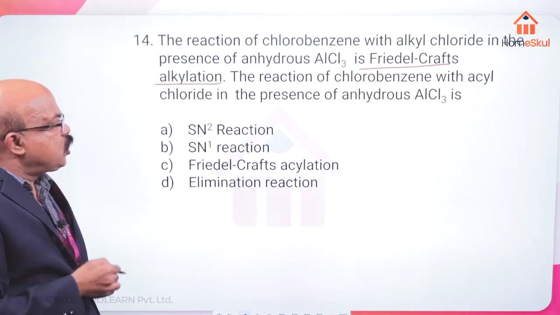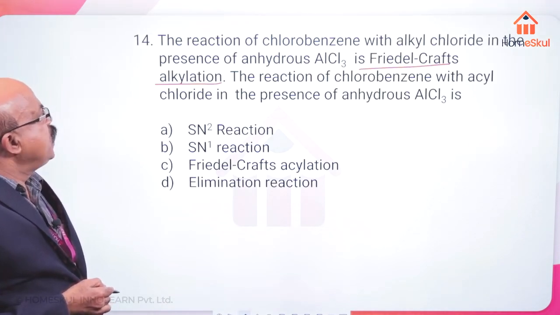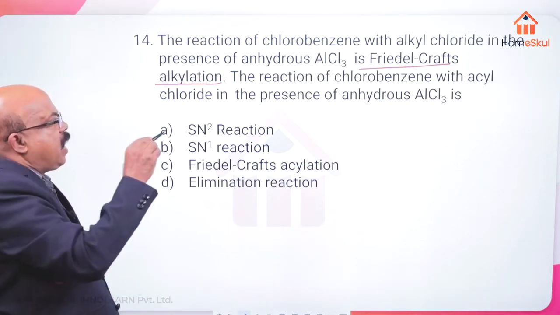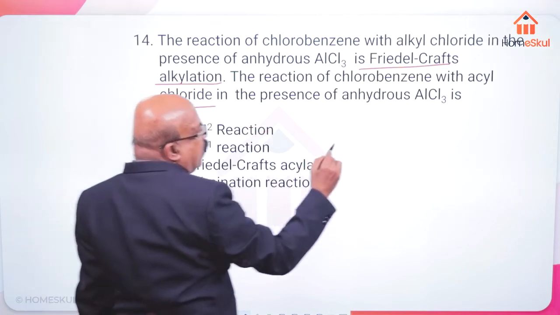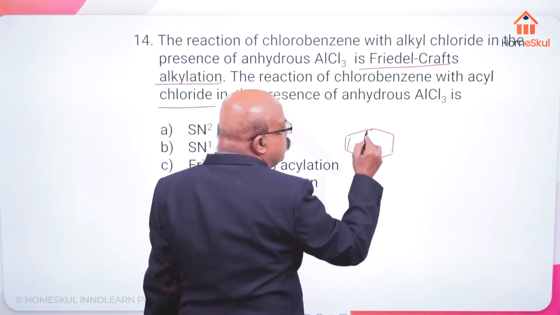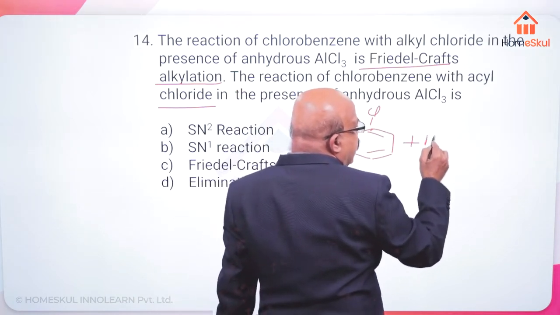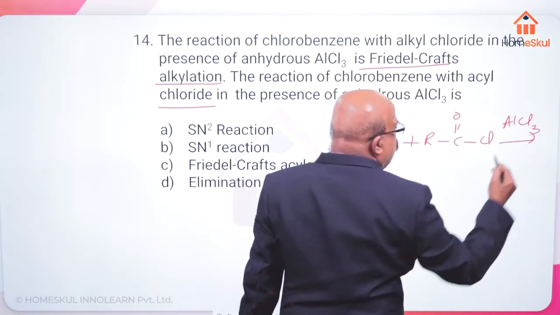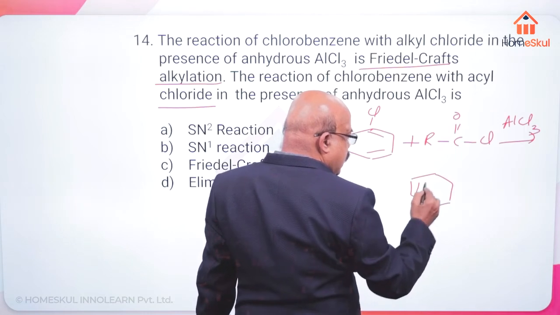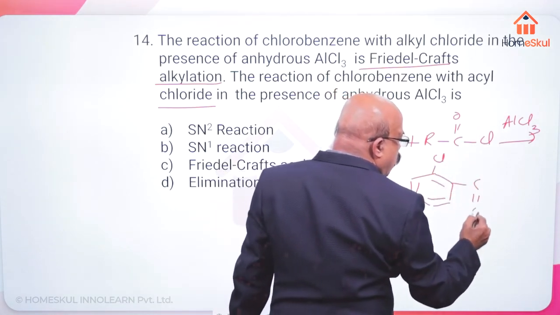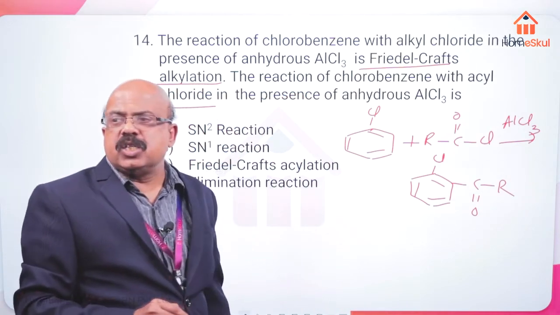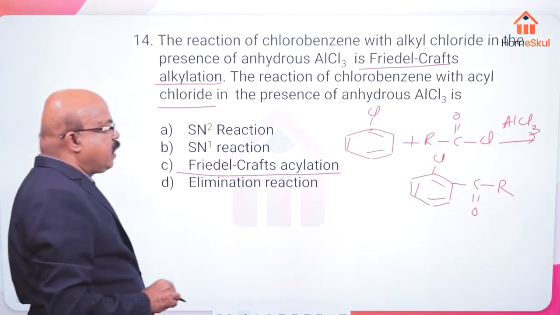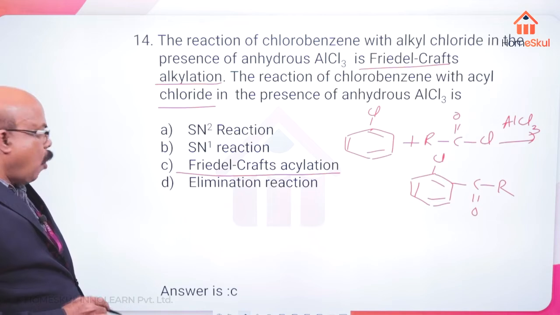The reaction of chlorobenzene with acid chloride in the presence of anhydrous aluminium chloride gives this product. This is Friedel-Crafts acylation. This reaction is Friedel-Crafts acylation. So the answer of this question is option C.